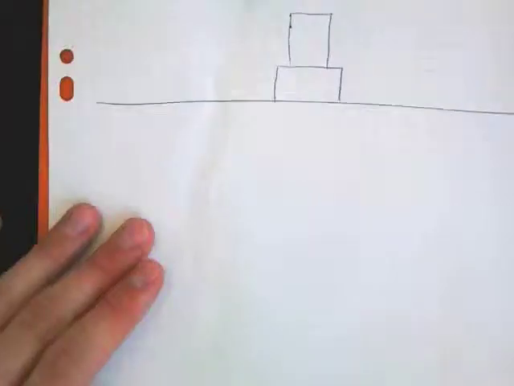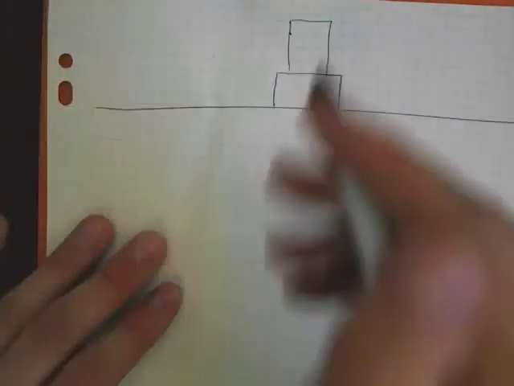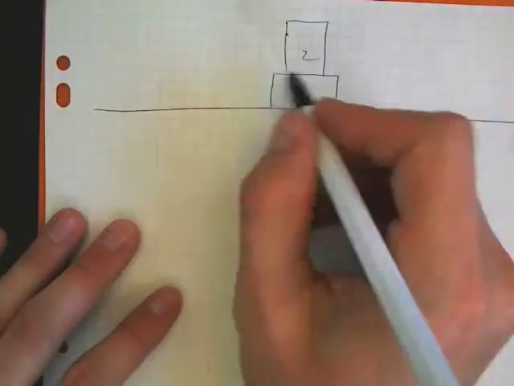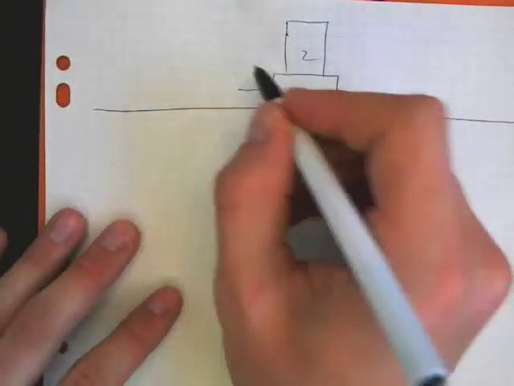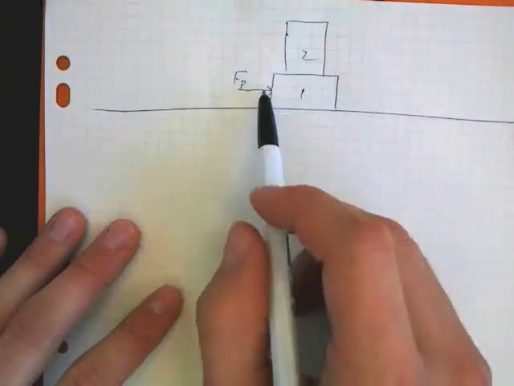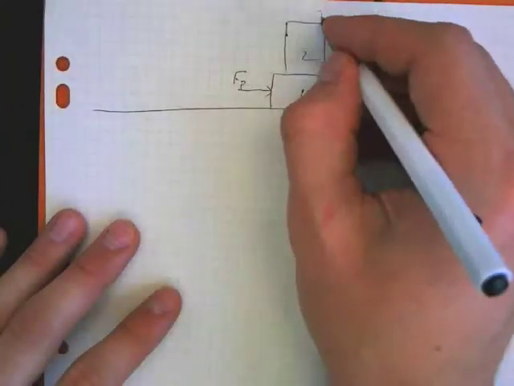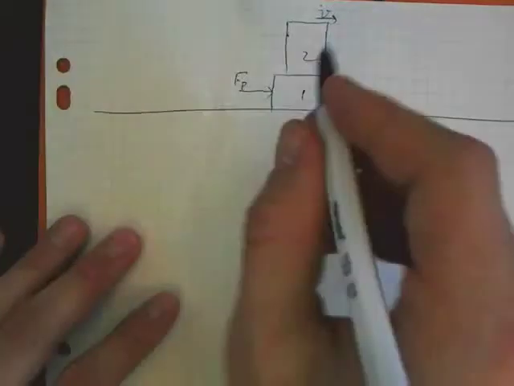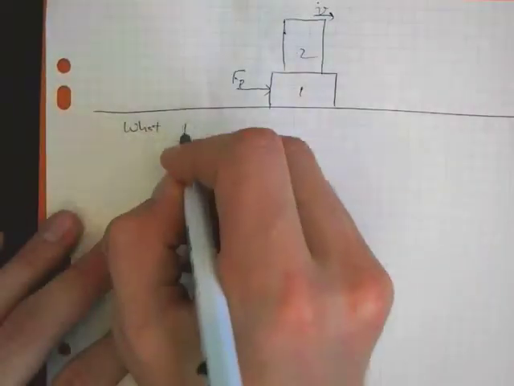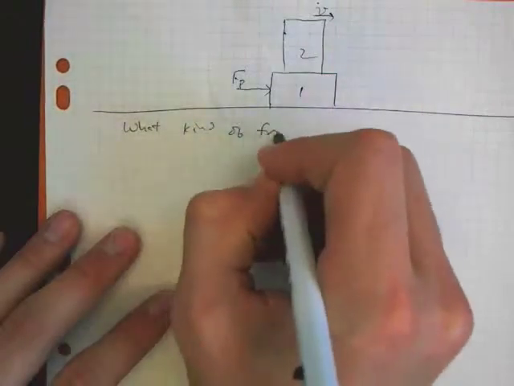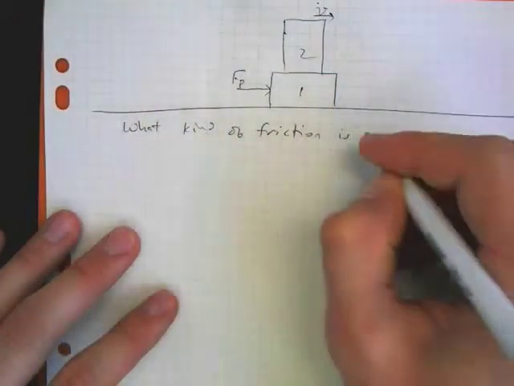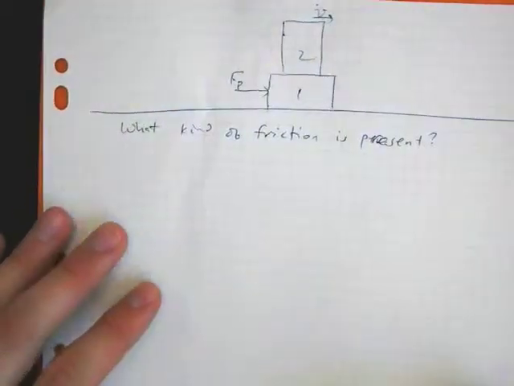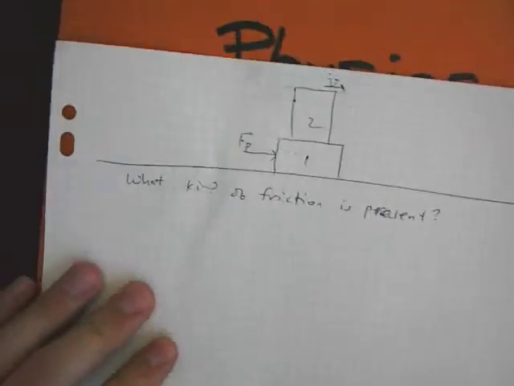Put an example conceptually here. So you have two blocks, block 1, block 2, and they're resting on this surface, and somebody applies a force, and these blocks start moving together with some velocity in that direction. And my question is, what kind of friction is present? Take a second to think about that. Pause the video if you like.